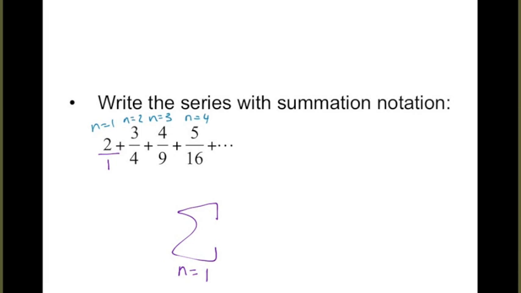So how does the top of the fraction relate to its place in line? It's 1 bigger than it. How does the bottom of the fraction relate to its place in line? It's the number squared. 1 squared is 1, 2 squared is 4, 3 squared is 9, 4 squared is 16. So the bottom is its place in line squared.